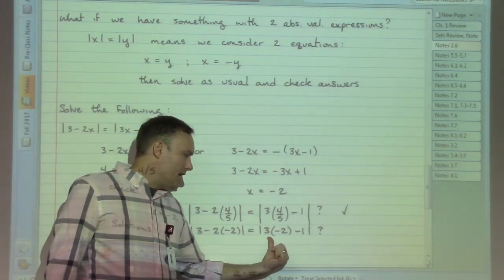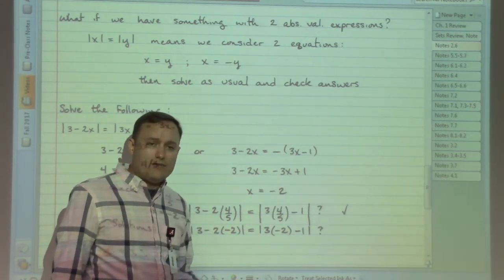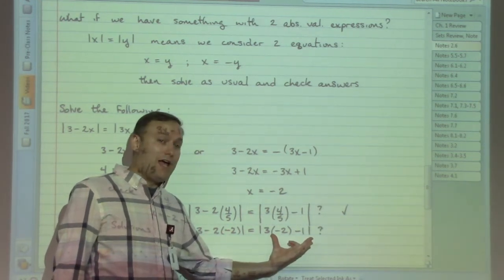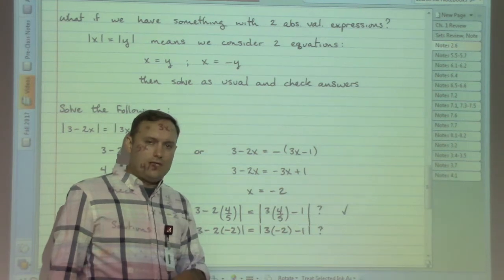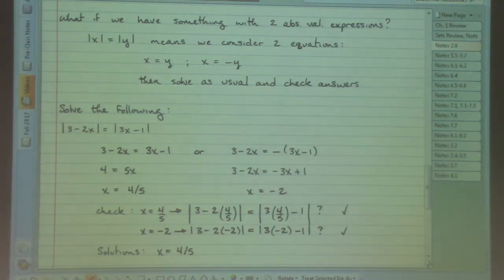Over on the right-hand side, 3 times negative 2 is negative 6. Negative 6 minus 1 is negative 7. And the absolute value of negative 7 is positive 7. So this is also checking out. Positive 7 equals positive 7. So this answer works, and we do in fact again have 2 different answers. The first answer we got was x equals 4 over 5. The second answer that we got was x equals negative 2. These are both verified solutions.